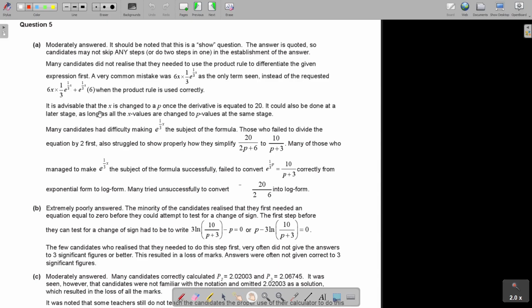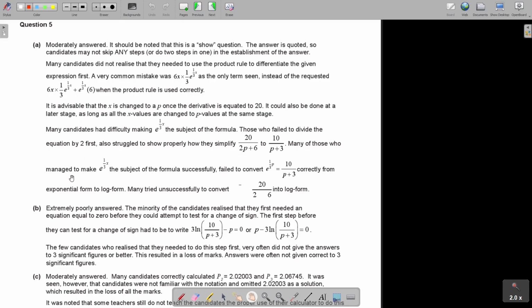It is advisable that x is changed to p once the derivative is equated to 20, so that they state it. It could also be done at a later stage as long as all the x values are changed to p values at the same stage, not one in this step and another in a different step. Many candidates had difficulty making p the subject of the formula. Those who failed to divide the equation by 2 first also struggled to show properly how to simplify, just taking that 2 out, top and bottom.